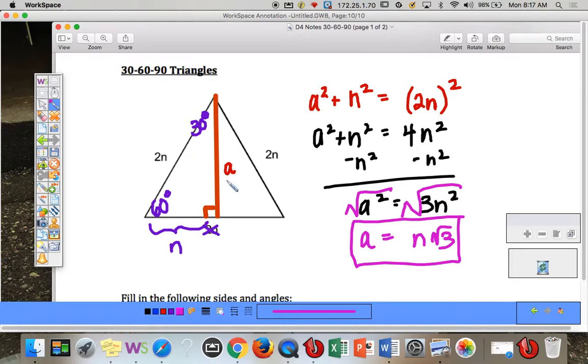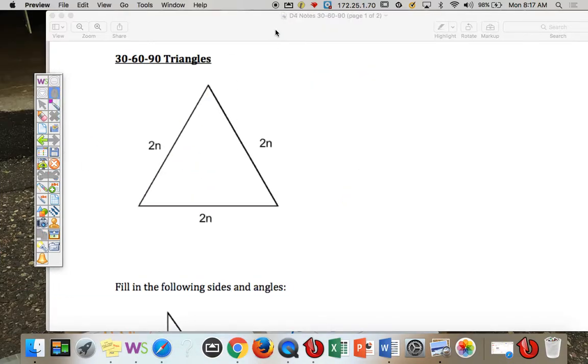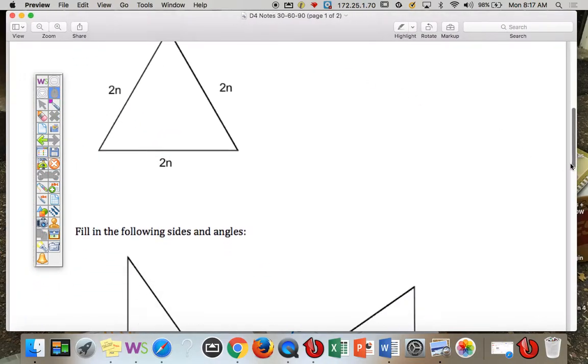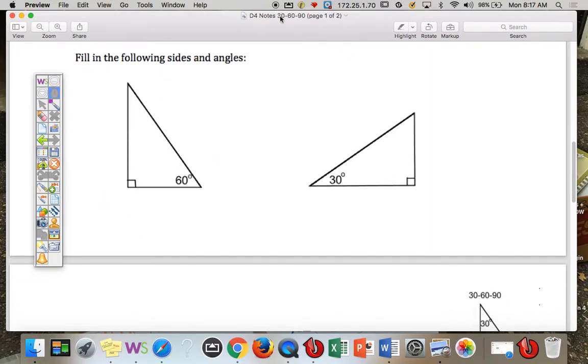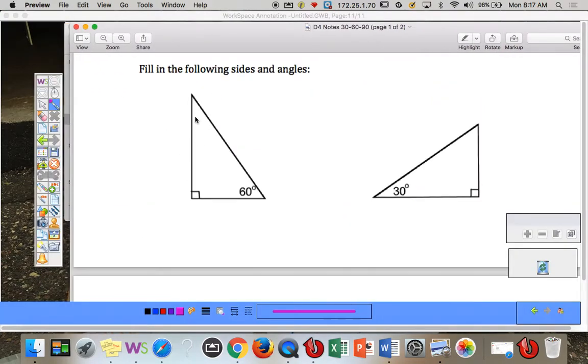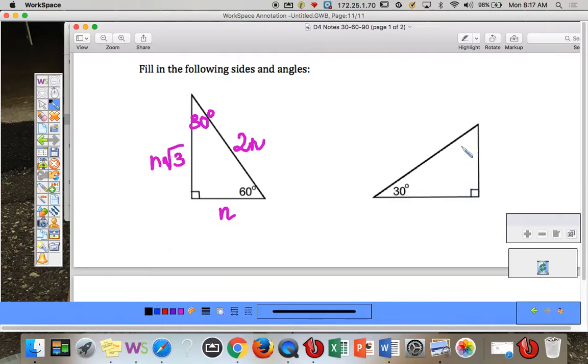So in a 30, 60, 90 triangle, here's what it looks like. The longest side is 2n. The shortest side is n, and the last side is n square root of 3. They can flip that triangle around on you. So again, the side between the 30 and the 60 is 2n. The way that I remember that, 60 divided by 30 is 2, so 2n. The smallest side between the 60 and the 90 is n, and then the last side between the 90 and the 30 is n square root of 3.